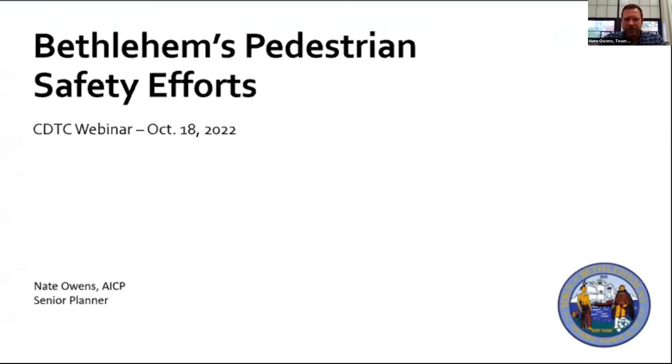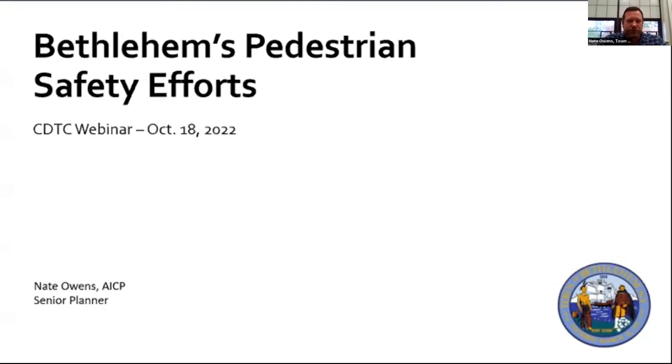I'm very happy to be here today. Nate Owens is senior planner with the town of Bethlehem. Bethlehem is regarded as a relatively walkable suburb within the Capital District, and I wanted to take the opportunity today to give a high-level look at the organizational structures, the different teams and processes and mechanisms the town uses to encourage and create a pedestrian-oriented environment.